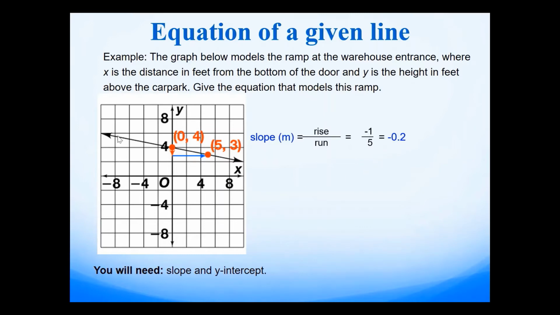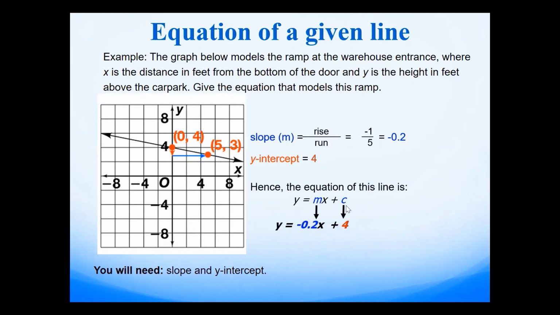Then we need to trace the y-intercept. The y-intercept is the place where it crosses the y-axis, and in this case the y-intercept value is 4. Then we'll put these two pieces of information together. The general form is y = mx + c, so we just substitute the values in the correct places. The m value is -0.2, and then the y-intercept is +4. So y equals -0.2x plus 4. This is the equation that will model the ramp at the warehouse entrance. Hope this makes sense. We'll have a look at the next one.